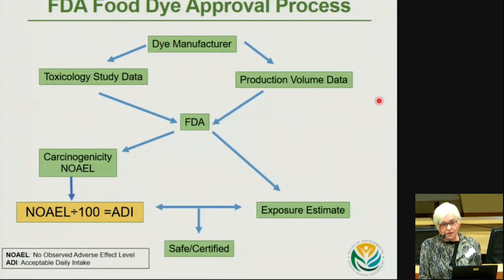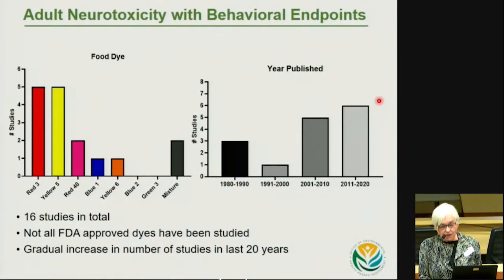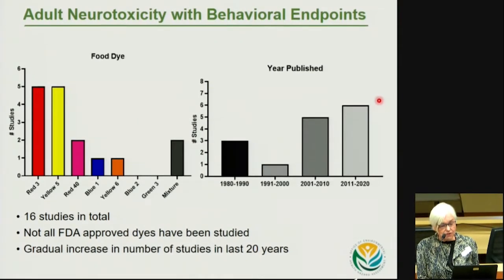Animal studies are very important. Dr. Voorhees and I enjoy reading them, and so we want to give you the results of what we've been reading about. These are the number of studies with adult neurotoxicity and behavioral endpoints. On the graph, the y-axis is the number of studies, and the different dyes are represented by their color. As you can see, red 3 and yellow 5 are the most studied, and there are no studies in the adult neurotoxicity literature of blue 2 and green 3.